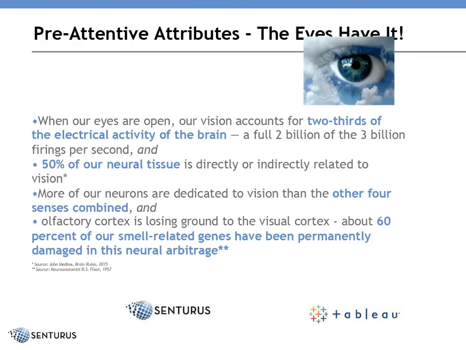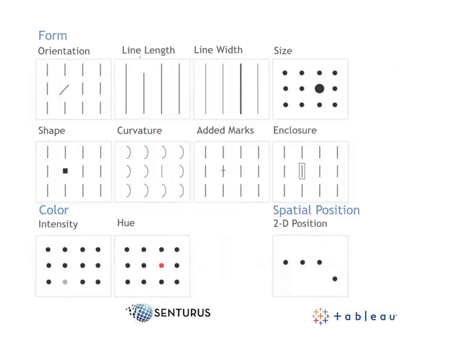So pre-attentive attributes, what does that mean? Well, the eyes basically have it. When your eyes are open, your vision accounts for 2/3 of the electrical activity of the brain, a full 2 billion of the 3 billion firings per second, and half of your neural tissue is directly or indirectly related to vision. Furthermore, more of your neurons are dedicated to vision than the other 4 senses combined, and your sense of smell is losing ground to the visual cortex at a fairly rapid rate. So in other words, the eyes have it.